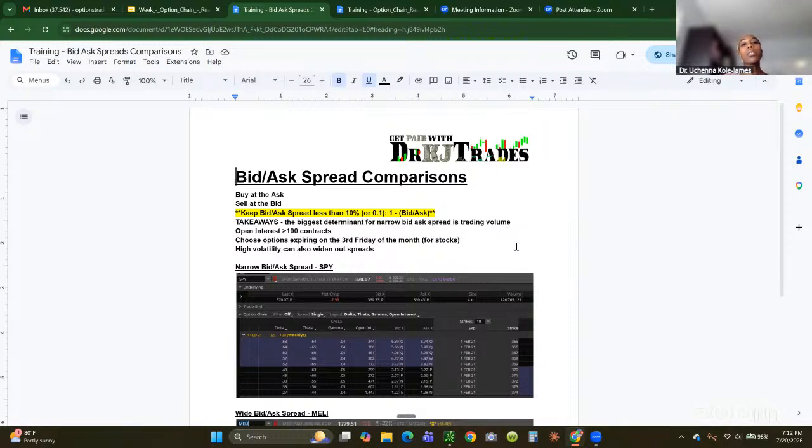And also, the most liquid expirations are going to be the options that expire the third Friday of the month. So those are the ones that are most heavily traded. So those are the ones that are going to be the highest volume options, meaning that they're going to have the tightest bid ask spread. Okay. When a stock also has high volatility, it can also widen out your bid ask spread.